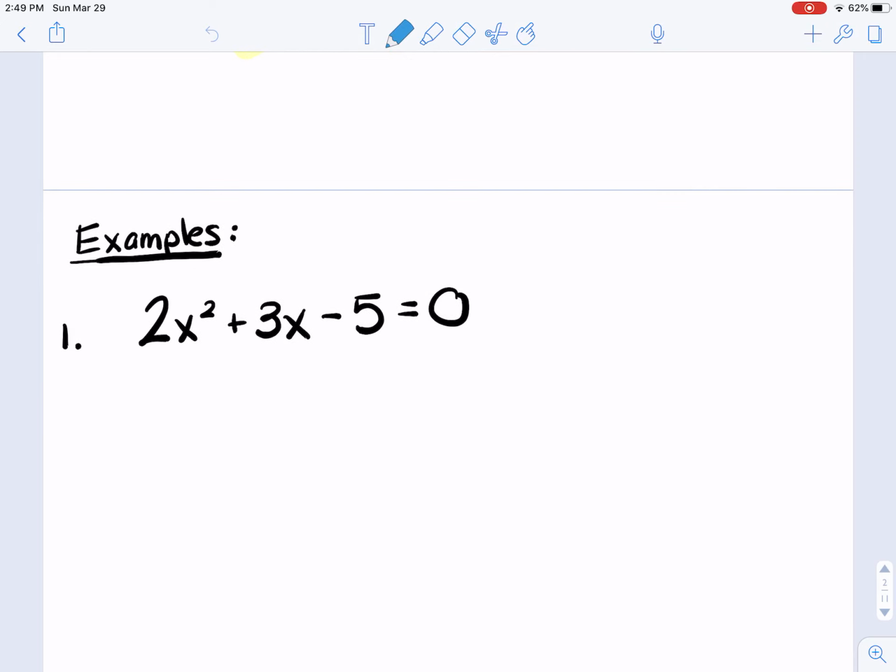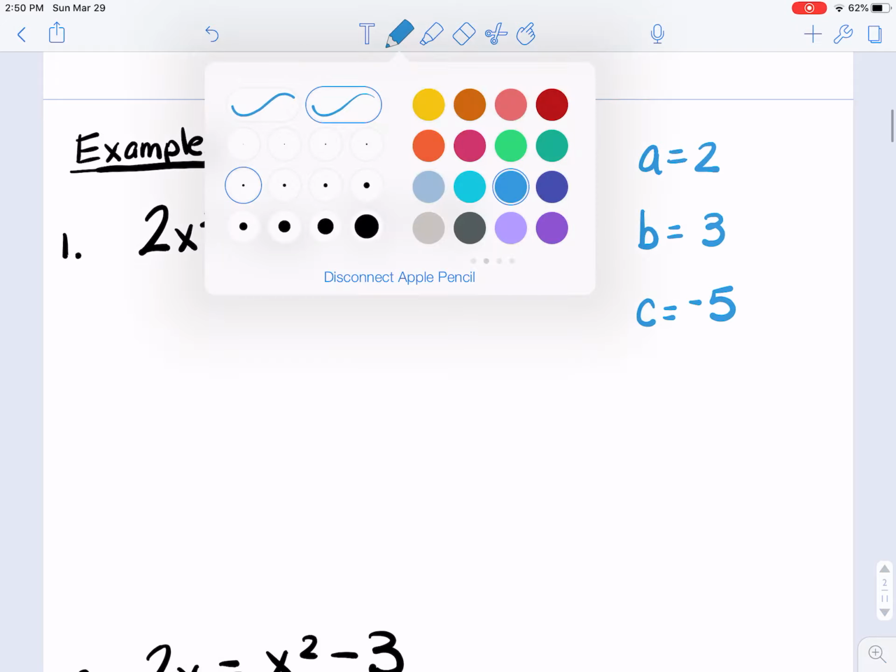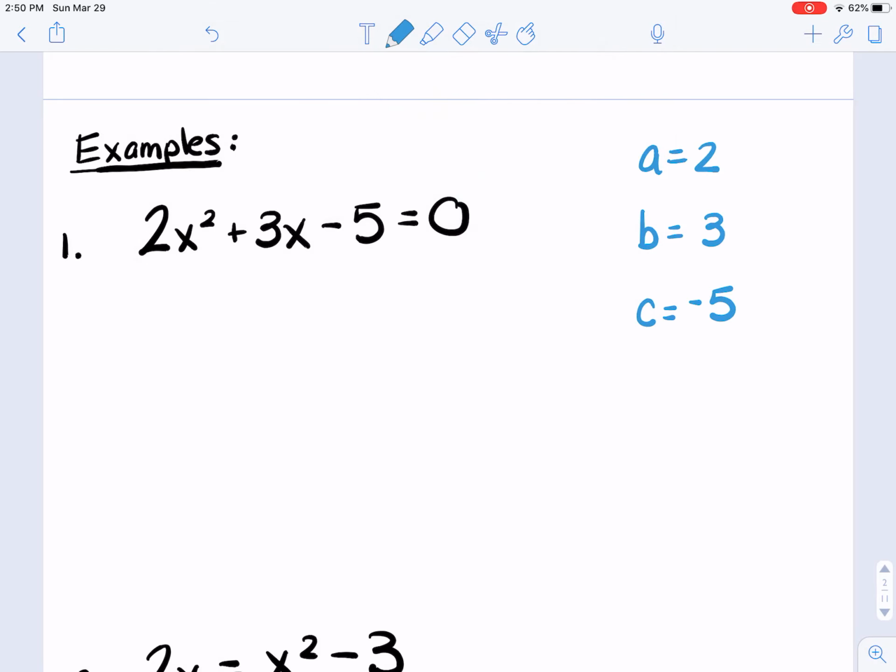my a value is 2, my b value is 3, and your c value, make sure you take into consideration that negative, is -5. So whatever signs are in front of those numbers, you want to use as well. So we're going to plug this into the quadratic formula. x equals the opposite of b. So I'm just going to put parentheses around the stuff as I'm plugging it in, just so you can see where everything is going into place.